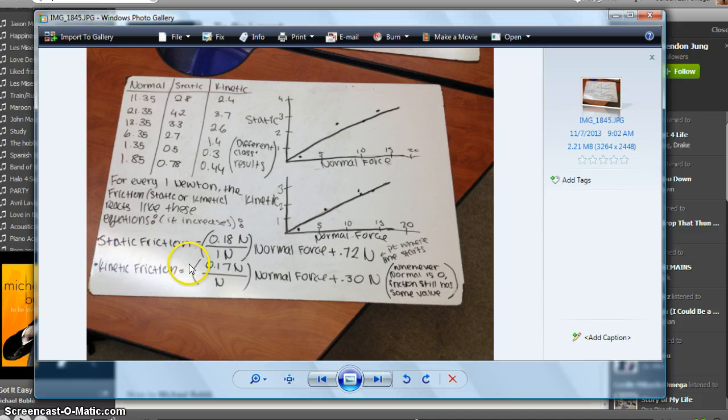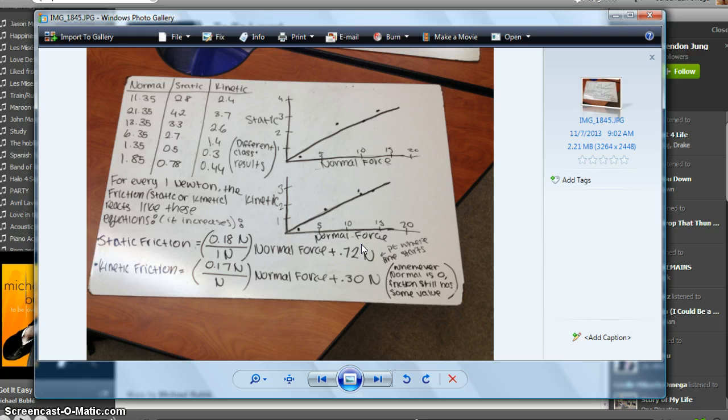For static friction, the equation is 0.18 newtons per newton of normal force plus 0.72 newtons. Basically, this slope is saying that for every newton of normal force, it reacts 0.18 newtons of static friction. And here is where the line starts. It's a point on the line where it starts, so it's saying if the normal force is 0, it's giving us this number.